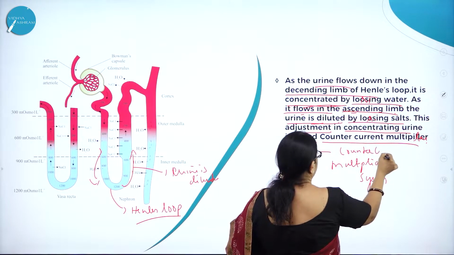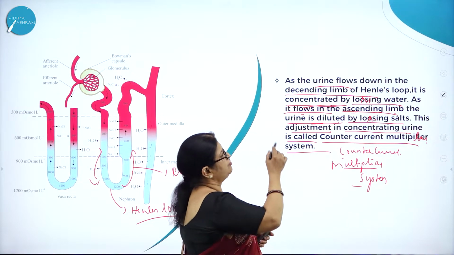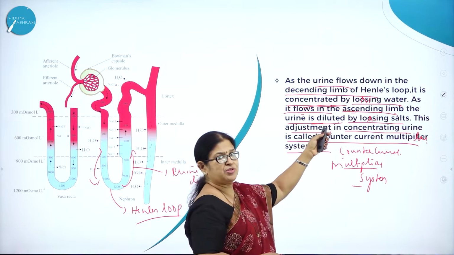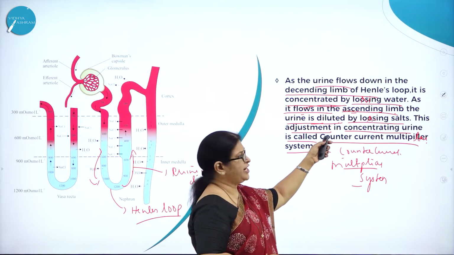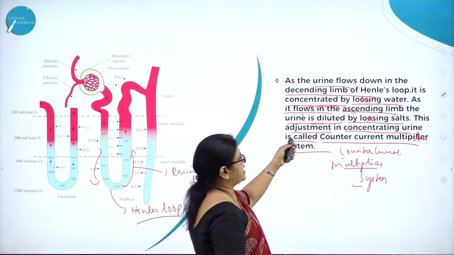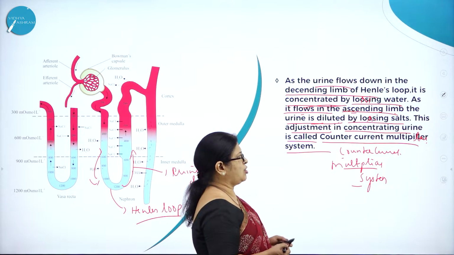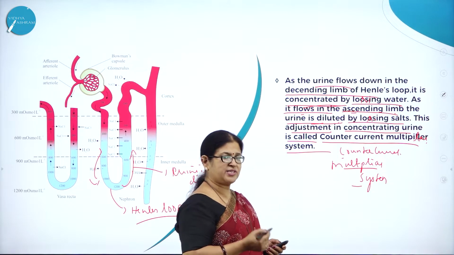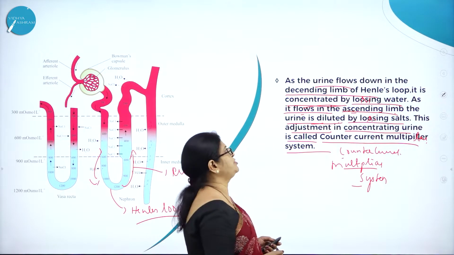Countercurrent multiplier system. So as the urine flows down in the descending limb of Henle's loop, it is concentrated by losing water. As it flows in the ascending limb, the urine is diluted by losing salts. So this adjustment in concentrating urine is called the countercurrent multiplier system. This is what happens in the second process of formation of urine, that is tubular reabsorption.